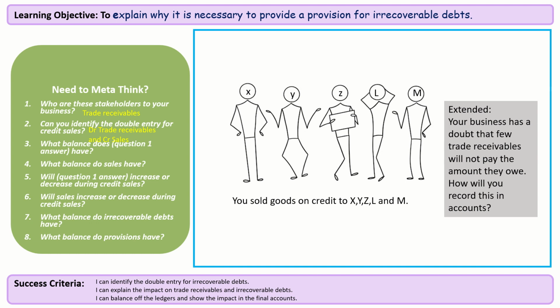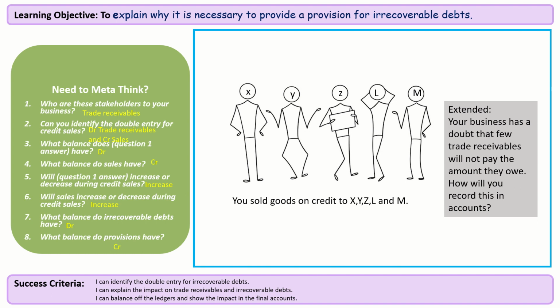What balance does question 1 answer have? Trade receivables have a debit balance. What balance do sales have? A credit balance. Will question 1 answer increase or decrease during credit sales? Trade receivables increase. Will sales increase or decrease during credit sales? Sales increase. What balance do irrecoverable debts have? Debit balance. What balance do provisions have? A credit balance.